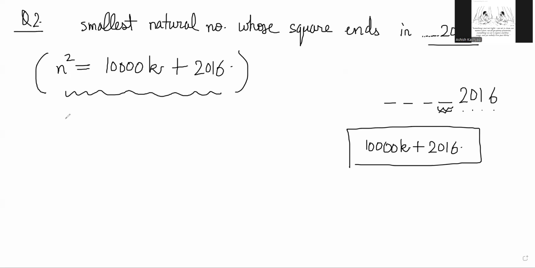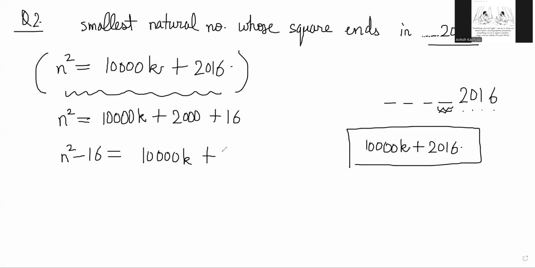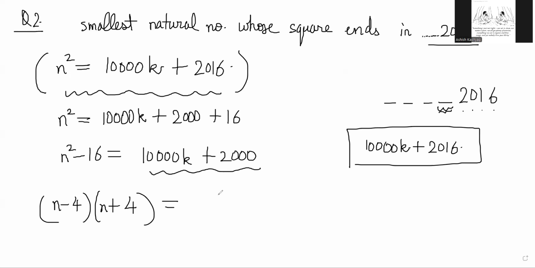One hint is do this, because this is easier to analyze. Now, this is much easier. You can take 2000 common also. You're getting 5k plus 1. And this is basically 2 power 4 into 5 power 3 into 5k plus 1.